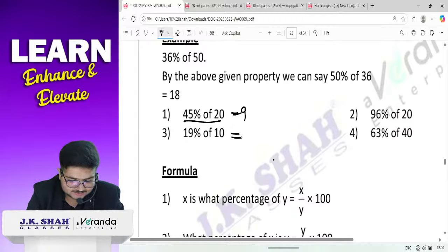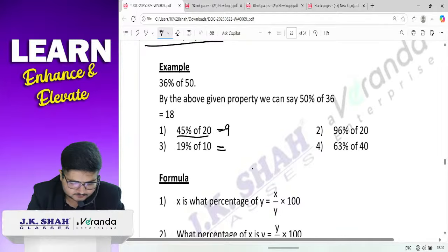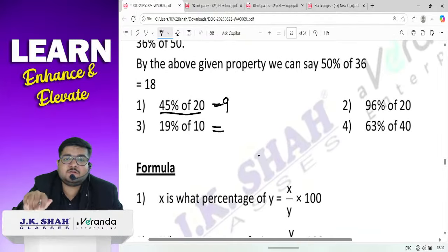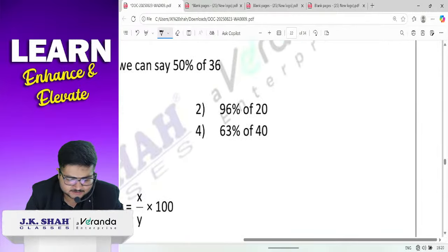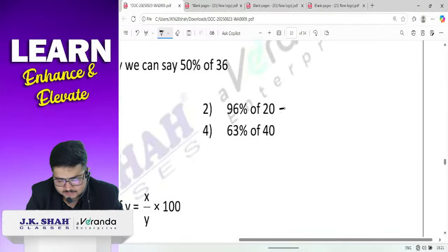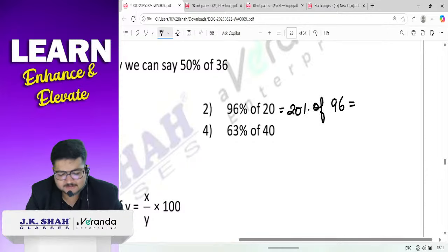How can we calculate 19% of 10? 19% of 10 is, you don't know, na? So calculate 10% of 19. 10% of 19 is 1.9. Simple. Let us calculate 96% of 20. We don't know, sir. Then calculate 20% of 96. First calculate 10%, then double it. 10% of 96 is 9.6. You have to double it. 9.6 into 2 is 19.2.